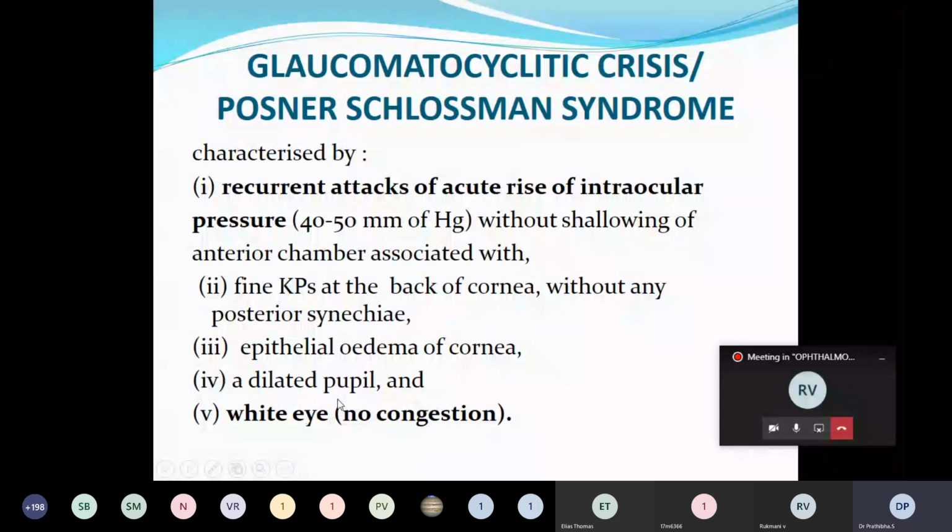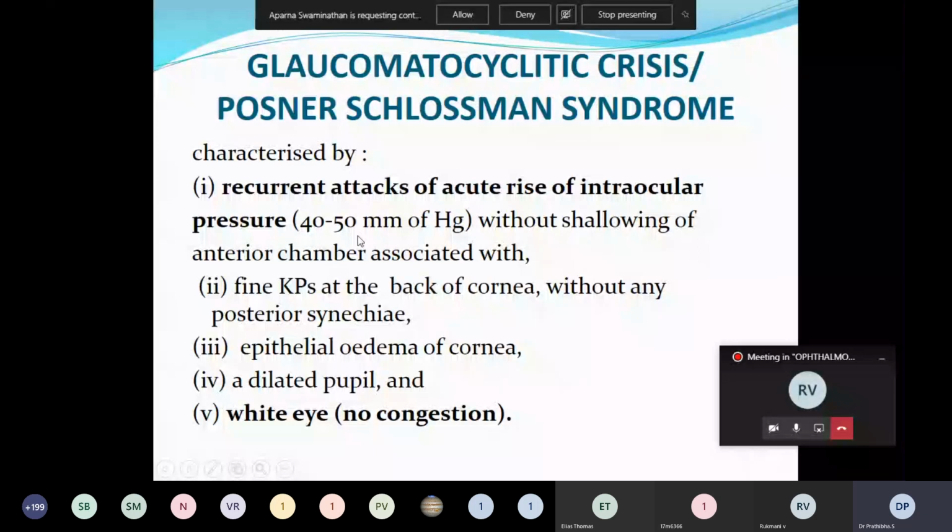A young male patient where the eye is quiet, but the patient is complaining of pain because of raised IOP. If we miss all these findings, then the patient may go on to glaucomatous optic atrophy.